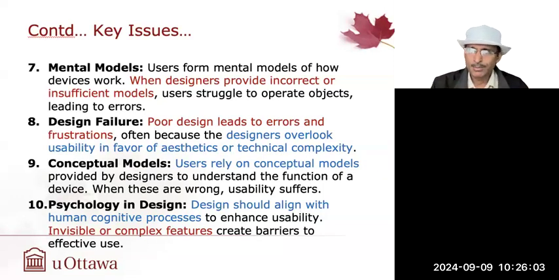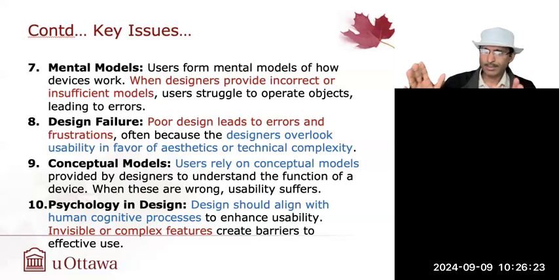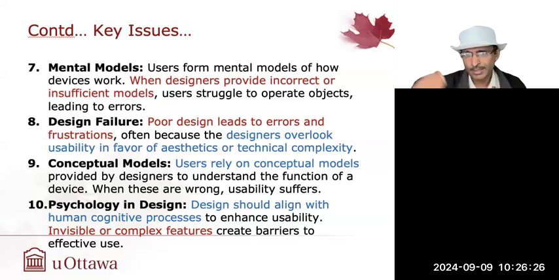They are complex. Conceptual models, users rely on conceptual models. Users' thinking pattern and manufacturers' and designers' thinking pattern are different. Users want simple steps to follow. The designers want to make it more sophisticated, complex, and then sometimes, to be more economic, making the stuff cheaper, they are making things more complex. Psychology and design. Design should align with the human cognitive thinking process. And invisible and complex features make this process difficult and innovation becomes slow. A diffusion of innovation becomes slow.